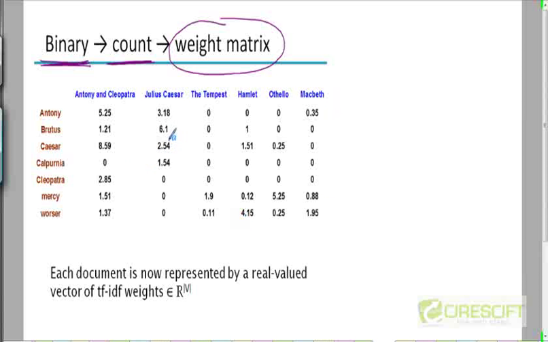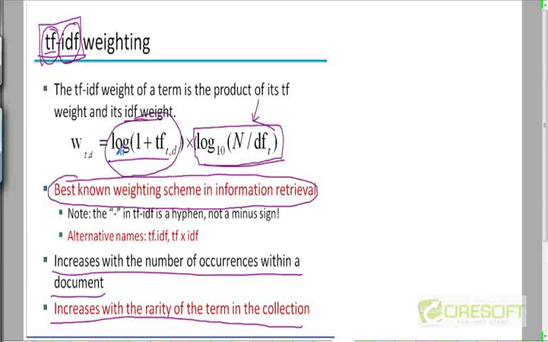Every entry in this weight matrix, let's look at this particular entry for example. This is the TF-IDF score between this term and this document. By the way, what happens to the TF-IDF score when a given term does not occur in a given document?